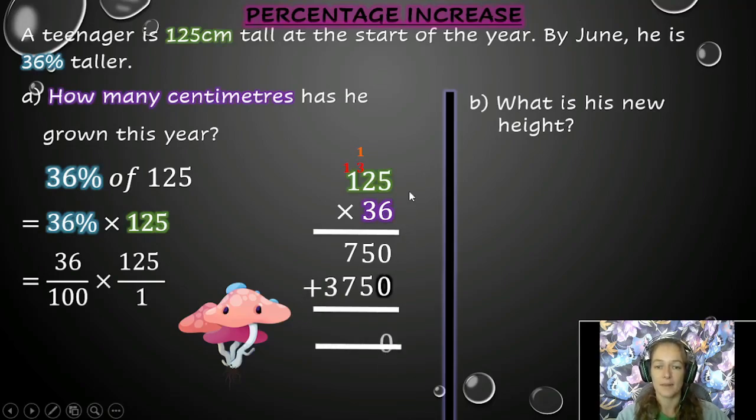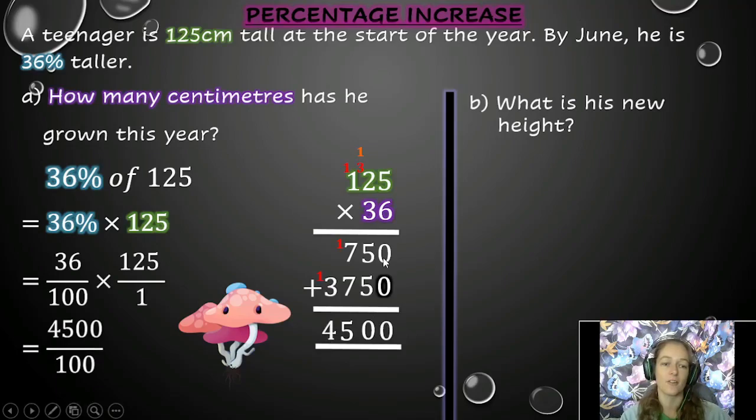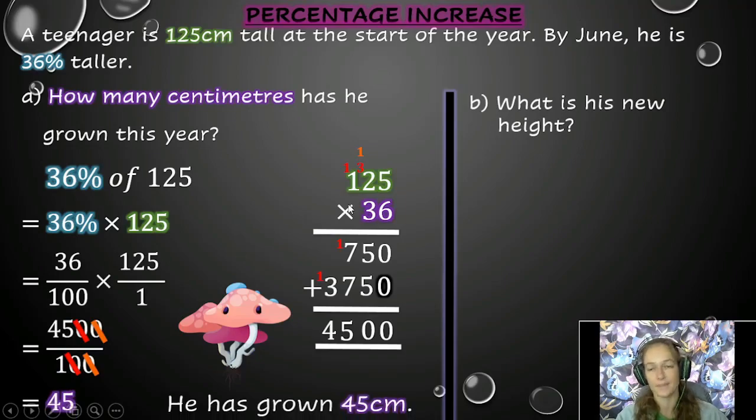Now we add them. 0 and 0 is 0, 5 plus 5 is 10, carry 1 up, 7 plus 7 is 14, so put 5 down for the 1 added, carry 1 up and it's 4. Okay, so we have 4,500. Of course that's just the top of our fraction, the bottom is still 100. So to finish it, we're going to need to now do our dividing by 10 trick, which cancels down to 45 over 1 or 45 centimeters. So he's grown 45 centimeters.